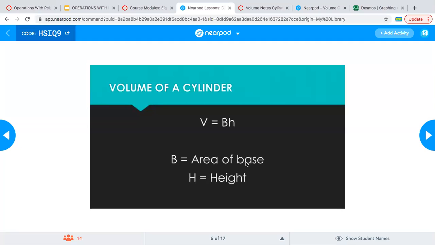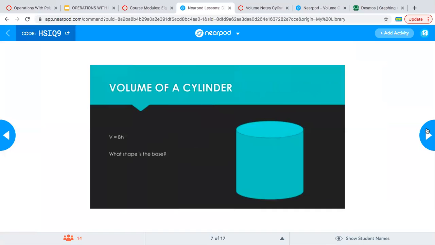All I need really is like 5 minutes of extreme focus to make sure you understand what I'm about to say. Because I can't tell you how many people get these wrong because they mess up the capital B, okay? So on a cylinder, what shape is the base? A circle. Yeah, and it's a circle, right? So for a cylinder, the base, which is the bottom and the top of this, is a circle, okay?